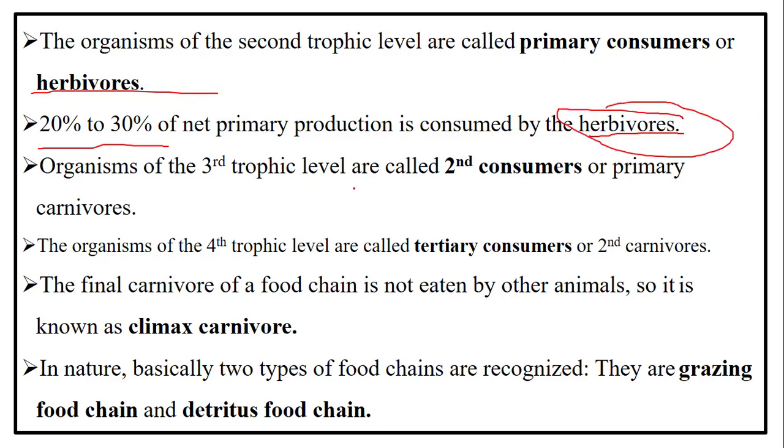And organisms of the third trophic level are called secondary consumers or primary carnivorous. Carnivorous are the third trophic level, right? The third trophic level. The organisms of the fourth trophic level are called tertiary consumers, or secondary carnivorous. The final carnivorous of a food chain is not eaten by other animals, because of that it is known as climax carnivores.